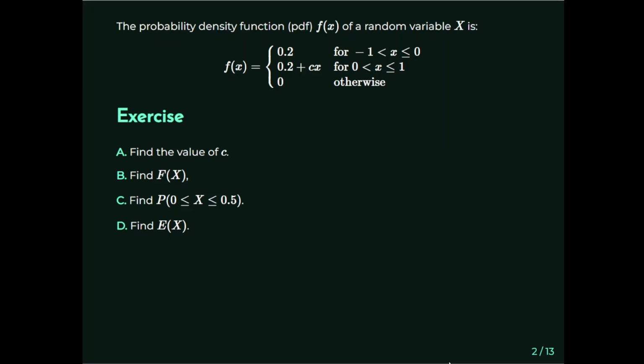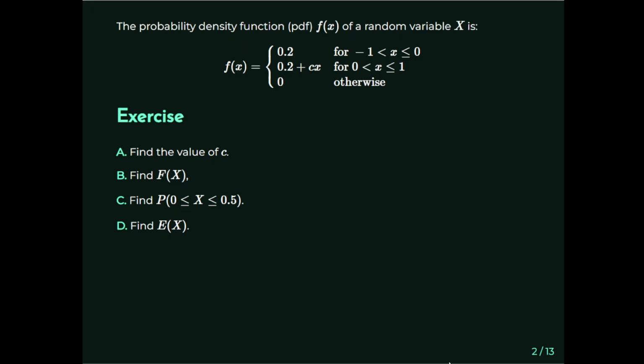There's three components to it. So the probability density function is 0.2 for x between -1 and 0. And between 0 and 1, it is 0.2 plus cx, where c is a constant term, and 0 otherwise. So between -1 and 0, it has one form, 0.2, and between 0 and 1, it has another form, 0.2 plus cx. So the first question is, find the value of c, and then what we're going to do is work through the rest of the question there.